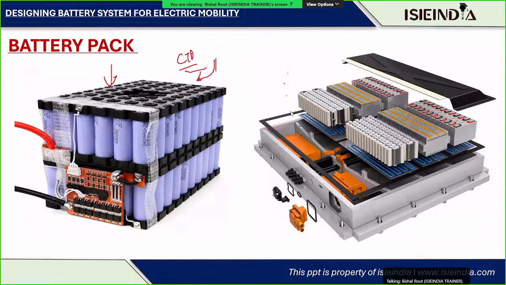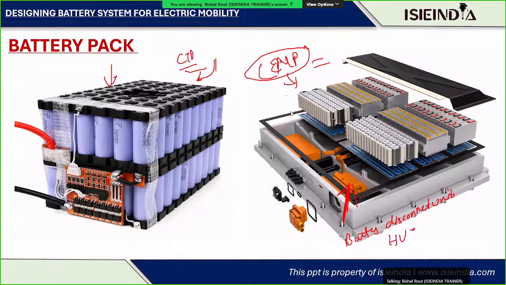And if I talk about cell to module to pack, the CMP approach, this is how it is manufactured. A module is manufactured like this, and you can see what is present here. These are for 4-wheelers. This is present, which is called a battery disconnect unit, BDU, or sometimes it is called a high voltage safety interlock, HVIL.